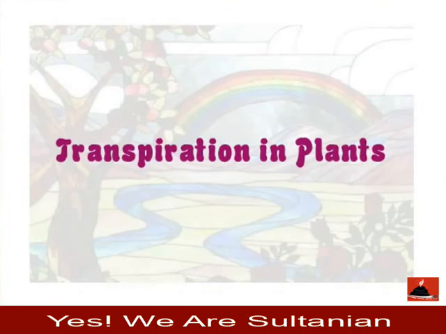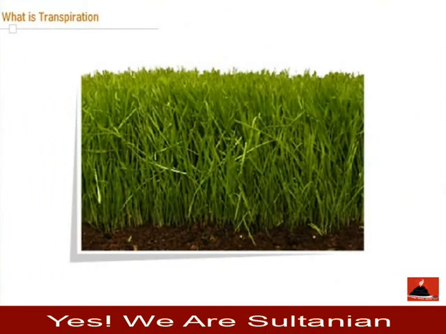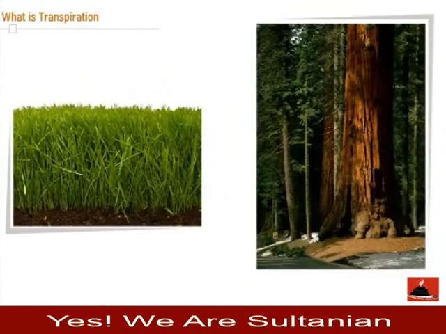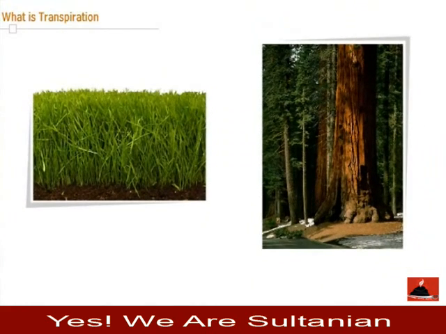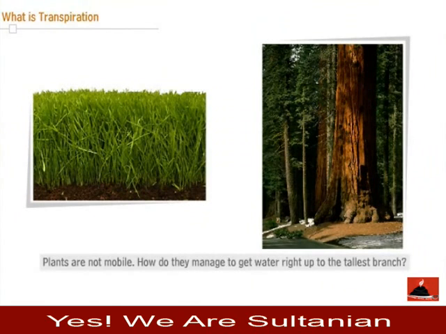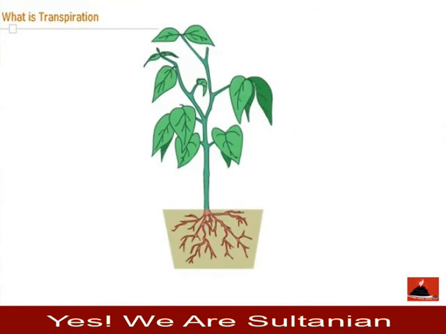Transpiration in Plants. All plants from the smallest weed to the tallest tree, which is several meters tall, need water. Plants are not mobile. How do they manage to get water right up to the tallest branch?